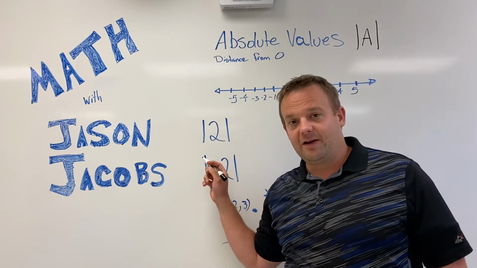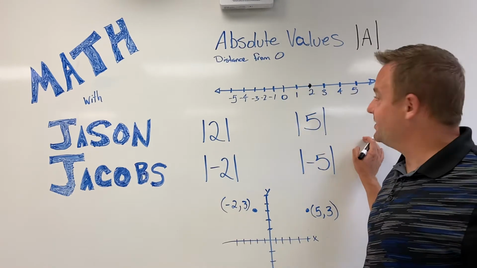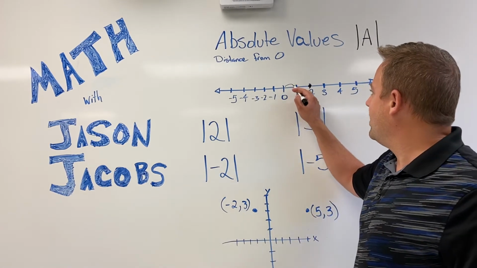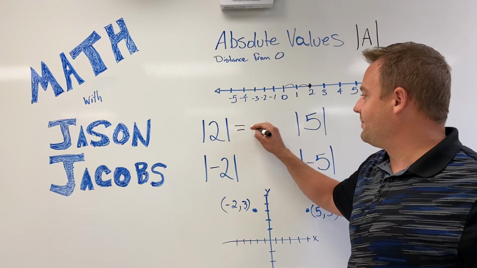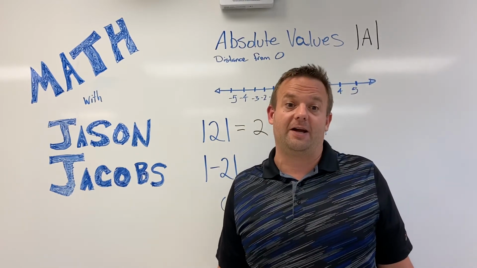So the absolute value of 2, if I mark 2 here, what is its distance from 0? How far away from 0 is it? Well, it's 1, 2 away. So the absolute value of 2 is 2. It's 2 away from 0, right?